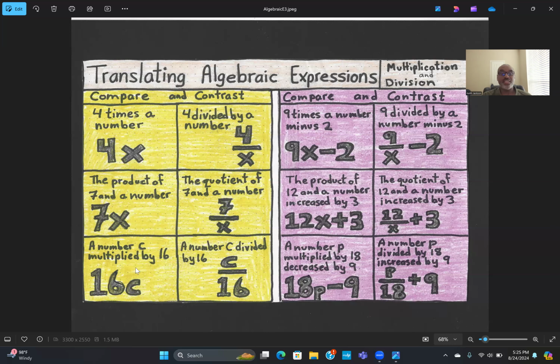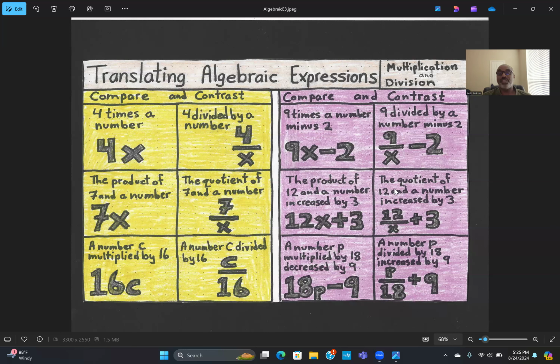Now let's take a look at the last row in this section, in which we have a number c multiplied by 16. You're probably inclined to write c first and then 16, but in algebraic expressions, you write the number first, then the letters. So the answer is actually 16c. And let's look at this one, in which we have a number c divided by 16. We have c in the numerator position and 16 in the denominator position. So we have c divided by 16.